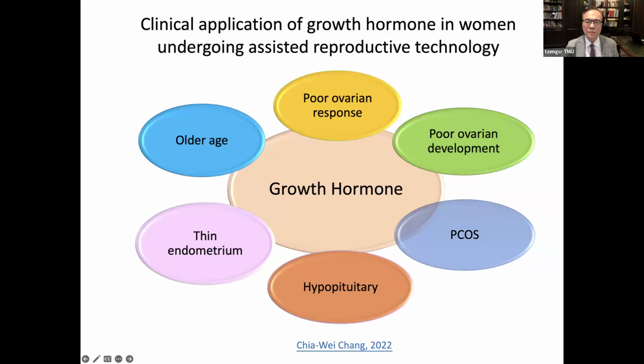Development. Today, I will touch upon poor ovarian response, or age, and the thin endometrium.